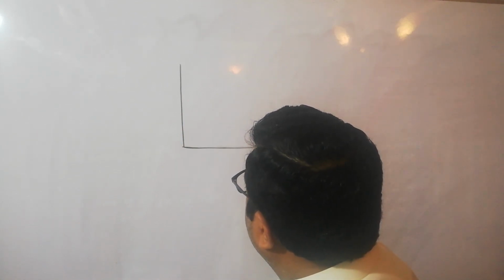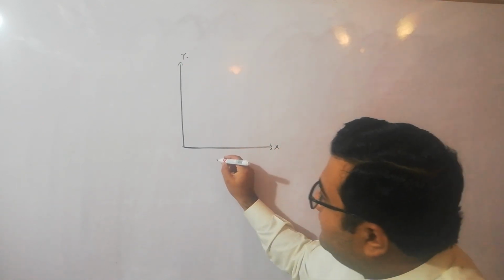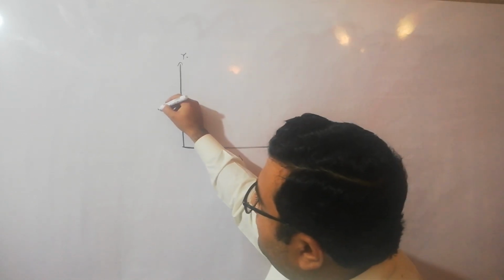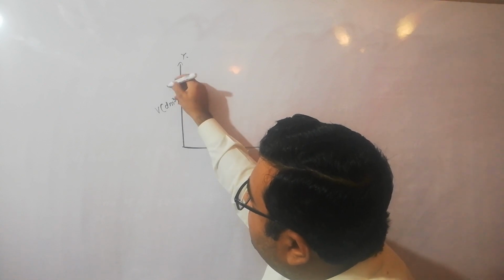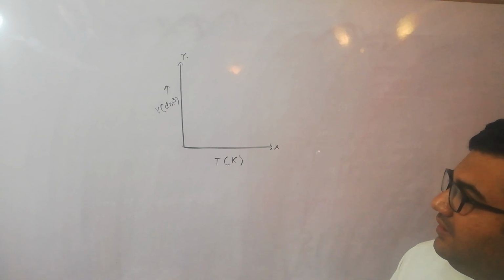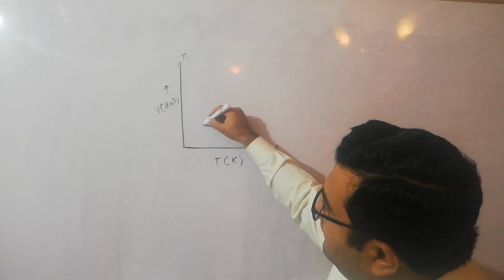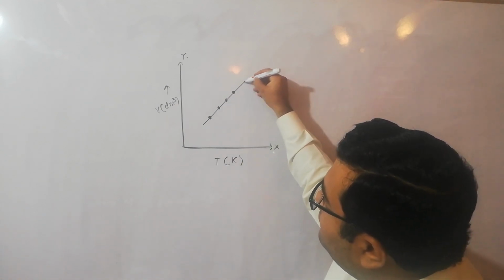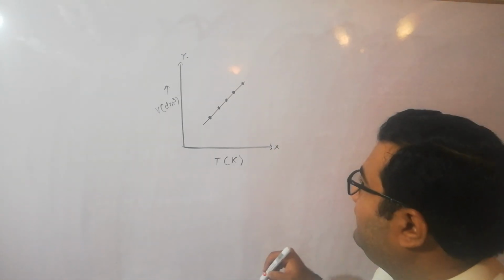This one is the x-axis, y-axis. On the x-axis we are taking temperature on the Kelvin scale, and on the y-axis we are going to take volume in decimeter cube or centimeter cube, whatever unit you can use here. Any unit can be used. When the graph was plotted, we obtained a straight line which simply shows that the volume of the gas and the absolute temperature are directly related.